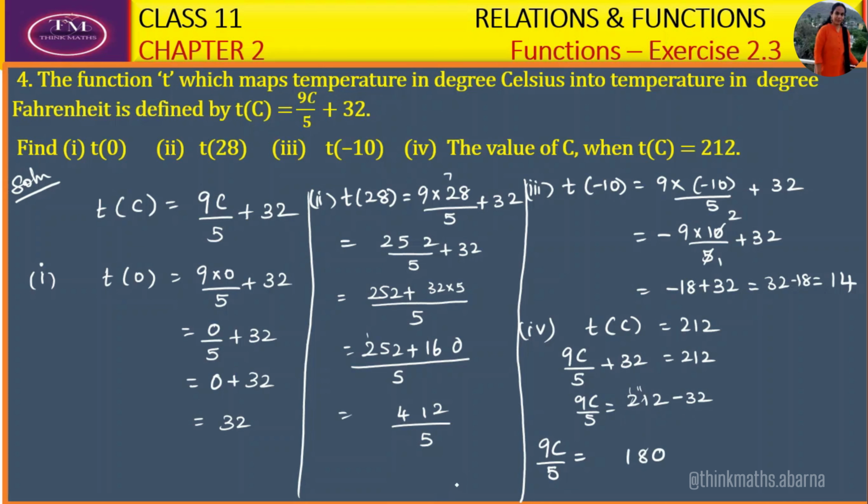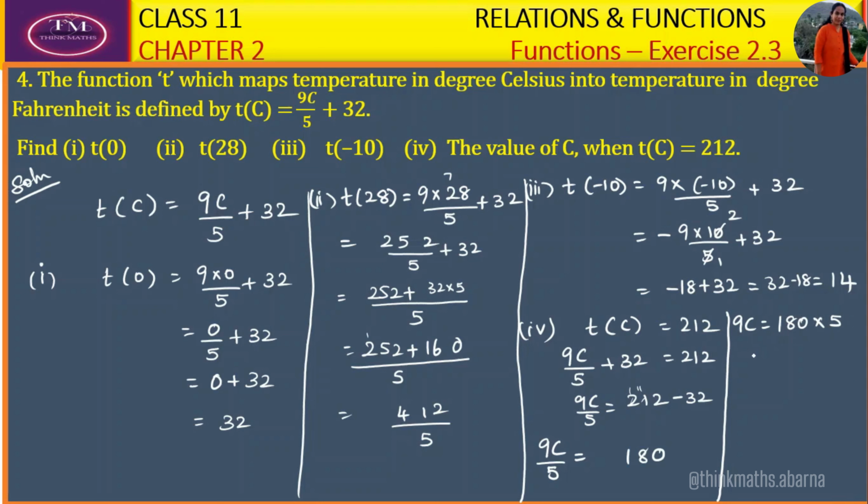So 9C by 5 is equal to 180. Now keep the 9C and take this 5 to the right hand side. So 5 is in division. When it goes to right hand side, it will be in multiplication. So 180 into 5. Keep this as such.